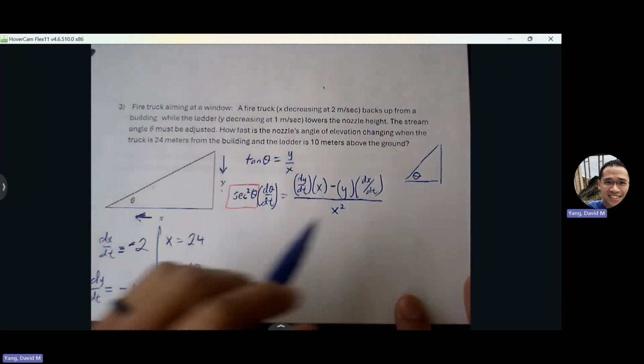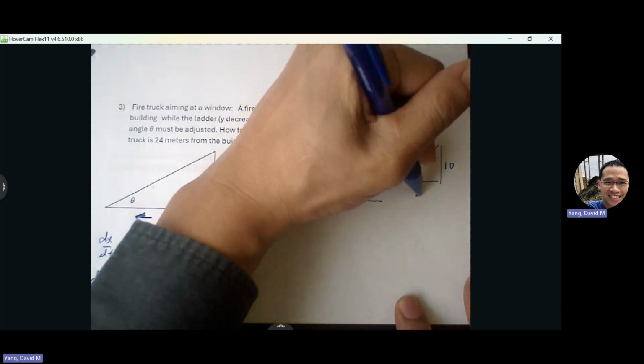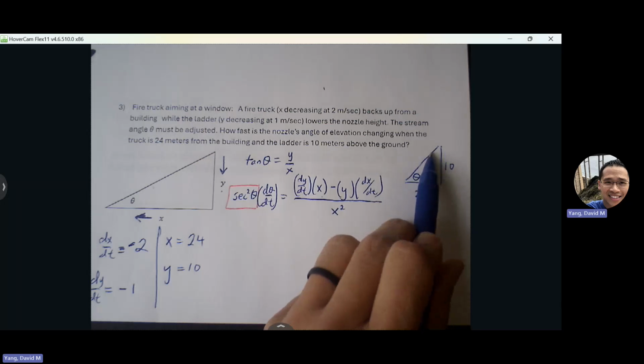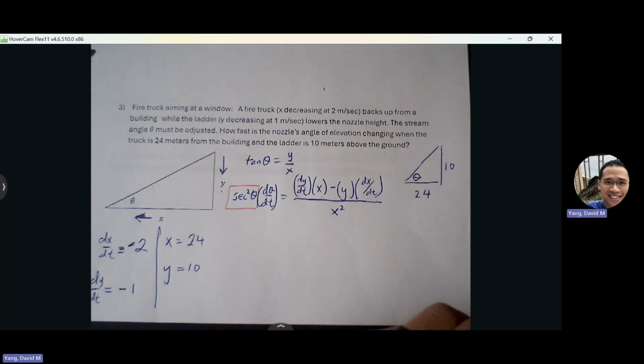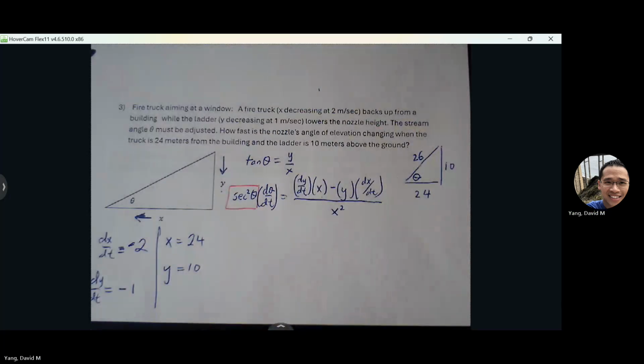Fill in all the sides of your triangle. Y is 10, x is 24. What can we do to find this missing side? Pythagorean theorem, a squared plus b squared equals c squared. This ends up being 26. All right, what's secant of theta equal to?